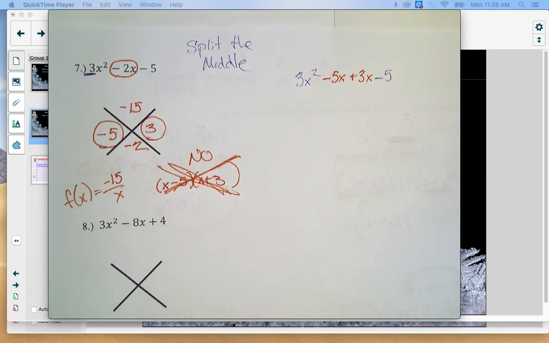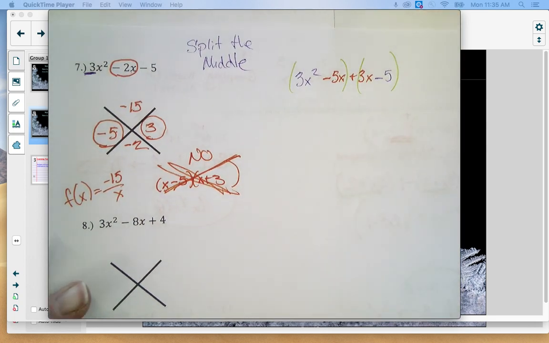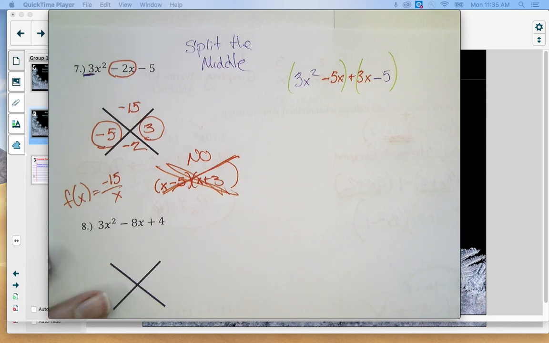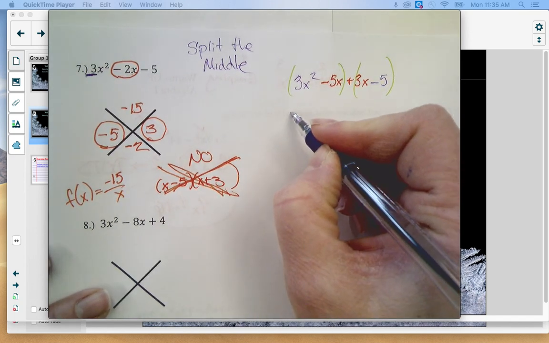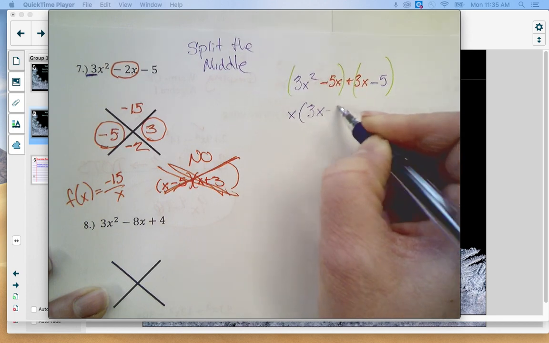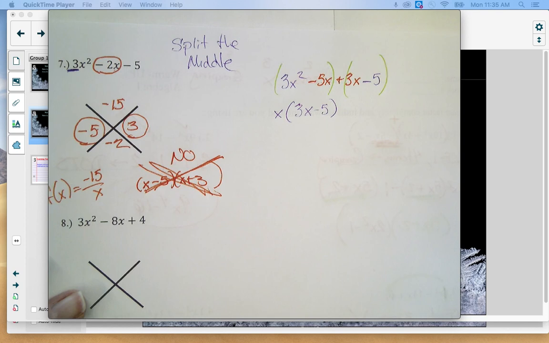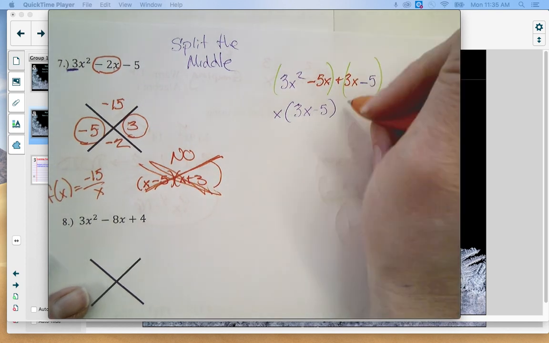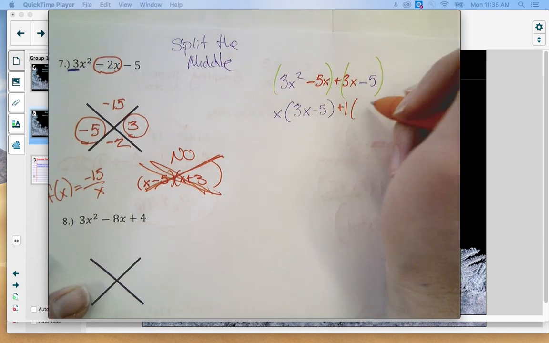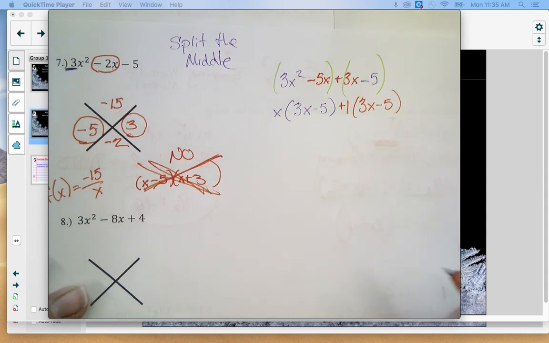How many terms do we have? 4. What method do we use? Group. Group the first two. Group the second two. What's your GCF for your first group? 1x. So I'm left with 3x minus 5. What's your GCF for your second group? 1. And I'm left with 3x minus 5. Do I have a common binomial?